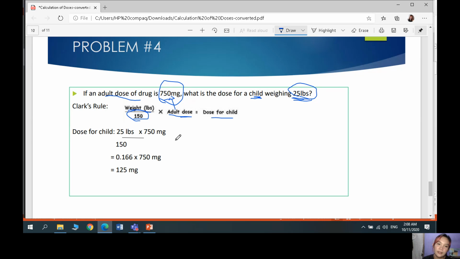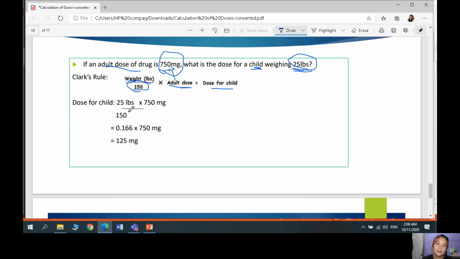And then just substitute it. 25 pounds over 150 times 750 mg. So 25 over 150 is equal to 0.166, and then multiply by the adult dose 750 mg. The answer would be 125 mg. That is the dose for the child weighing 25 pounds, given the adult dose of the drug, which is 750 milligrams.